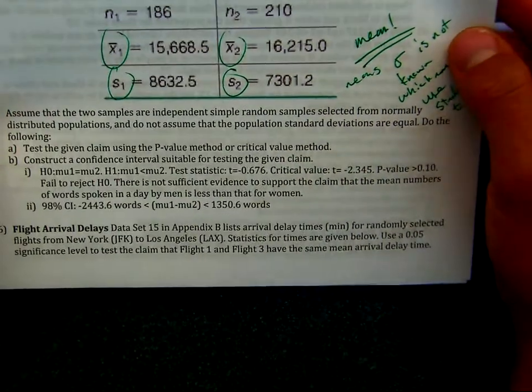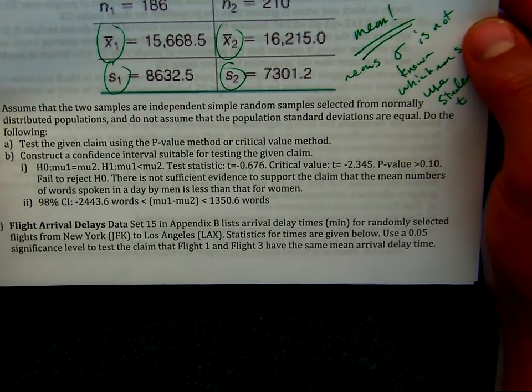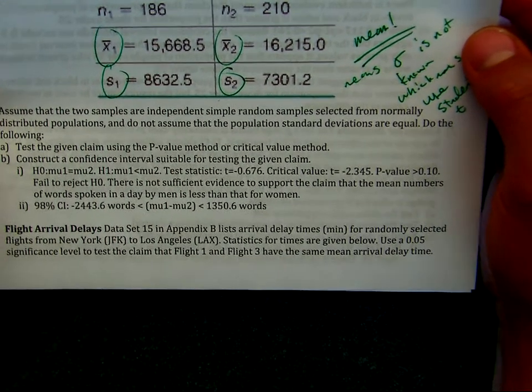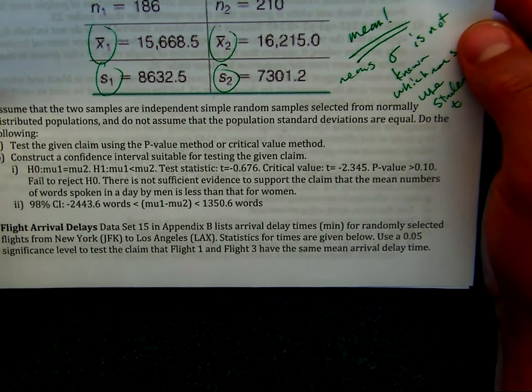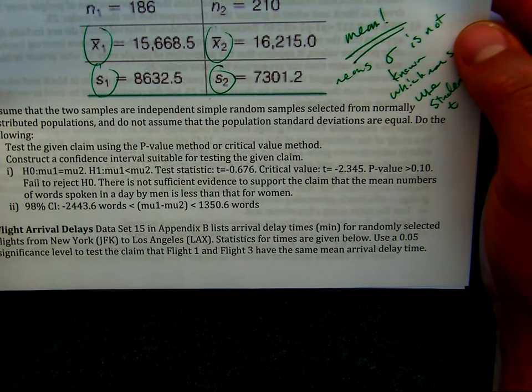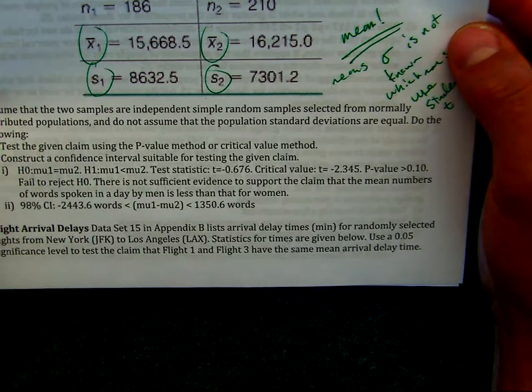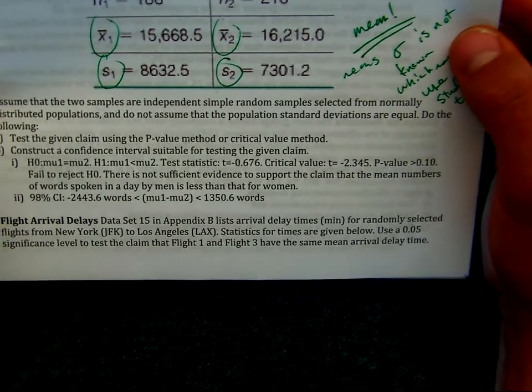Flight arrival delays. Data set 15 in Appendix B lists arrival delay times in minutes for randomly selected flights from New York to Los Angeles. Statistics for time are given below. Use a 0.05 significance level to test the claim that Flight 1 and Flight 3 have the same mean arrival time. Mean is the key right there, right? And then this is the data they give you.